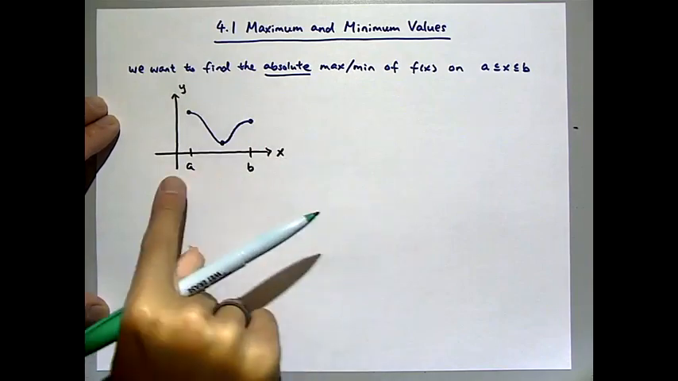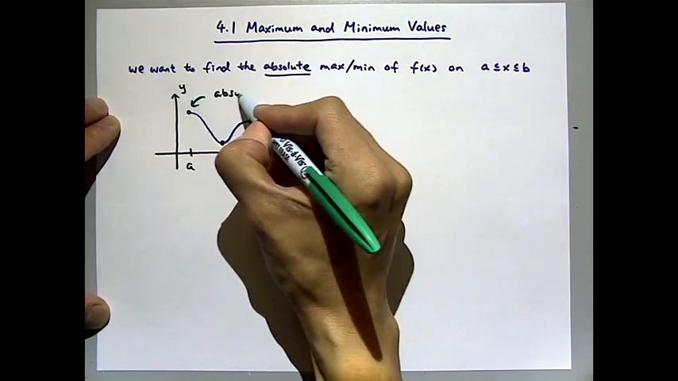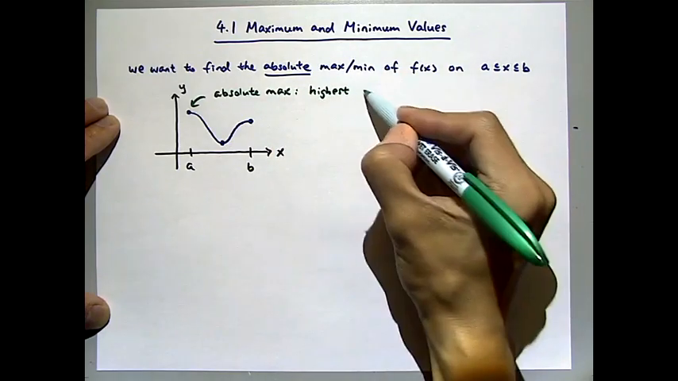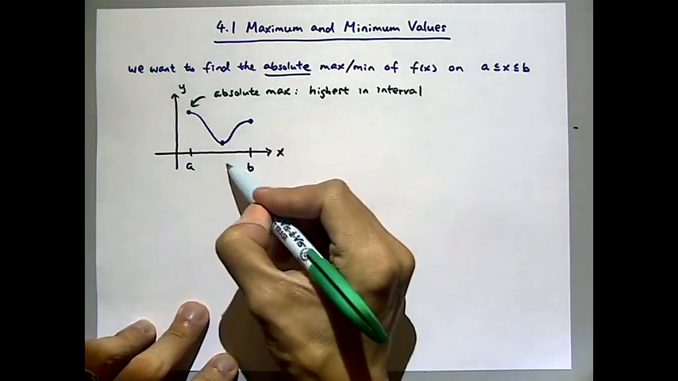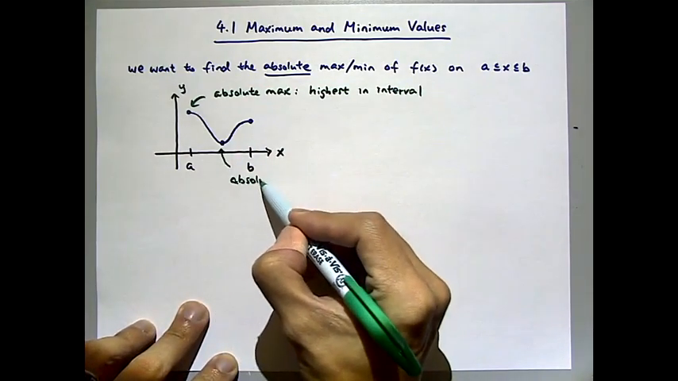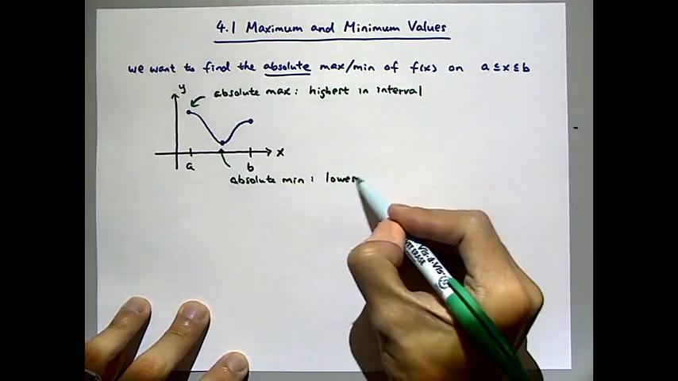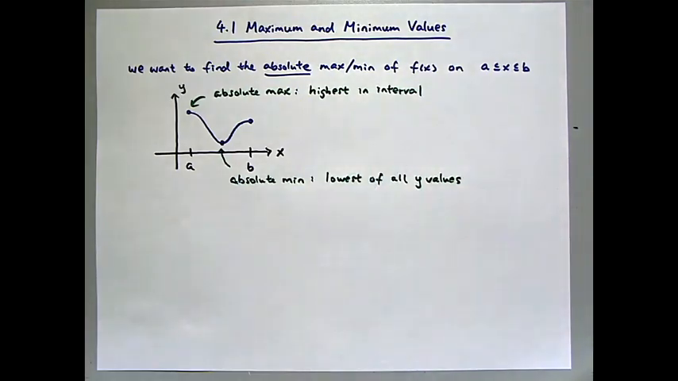When you look across this graph between a and b, the highest point is called the absolute maximum. And similarly, the lowest point right here is called the absolute minimum. I'll use MIN and MAX to abbreviate. So absolute max is the highest of all the possible y values, and absolute minimum is the lowest of all the possible y values. Okay, that's one possibility.